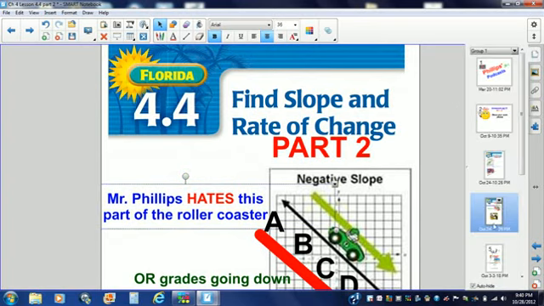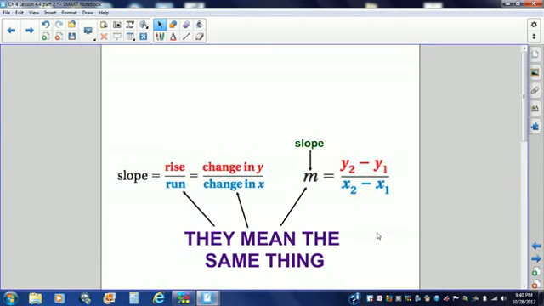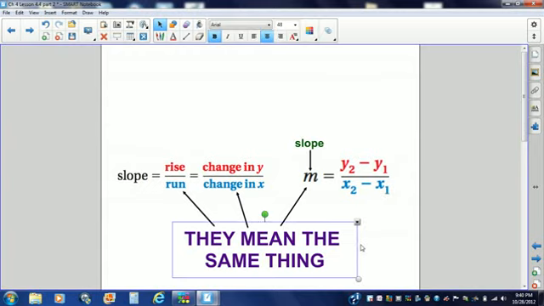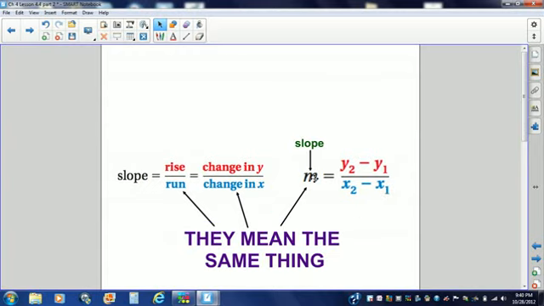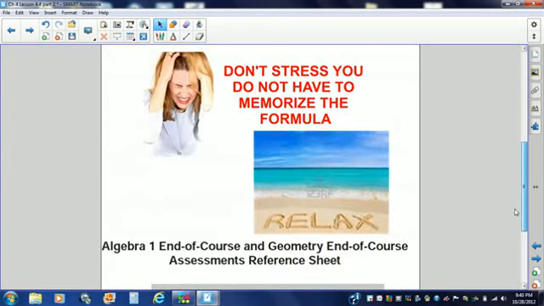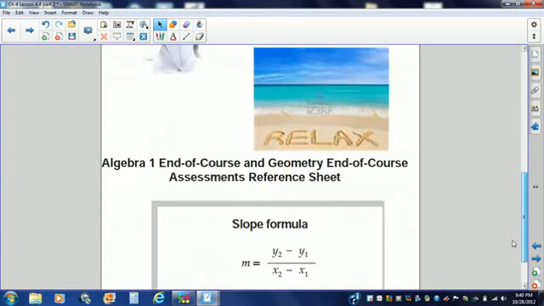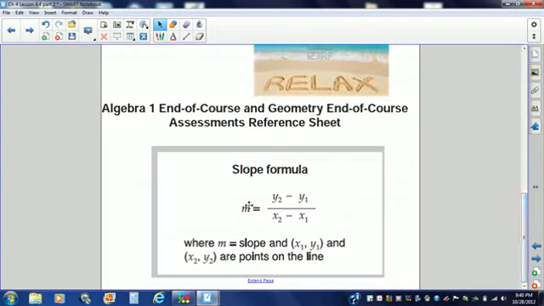Negative slope. All right, we talked about slope. It's rise over run. Change in y over change in x. y2 minus y1 over x2 minus x1. They mean the same thing. Variable m is your slope. We said don't stress. Relax. You'll have the formula on your reference sheet.